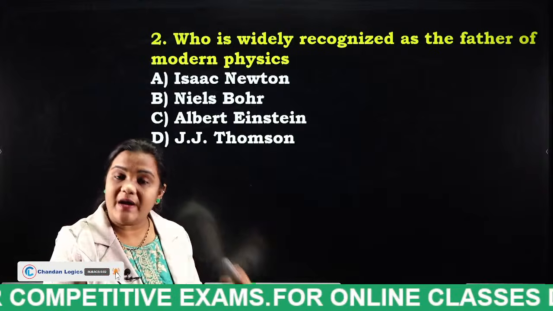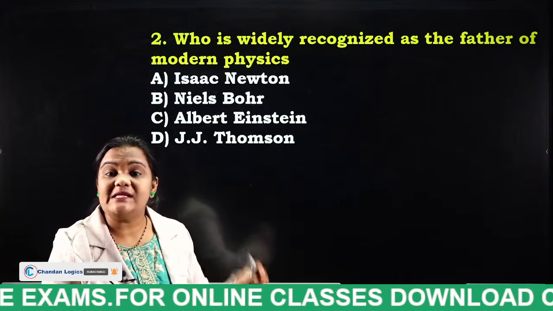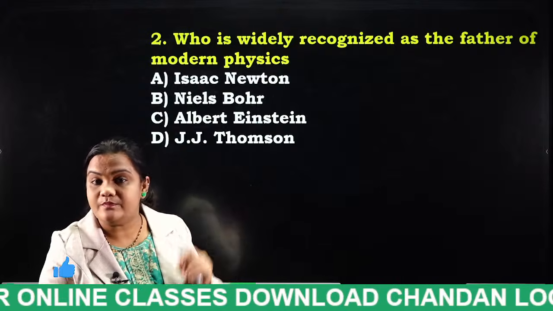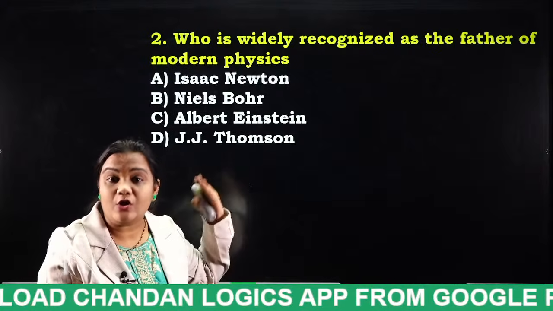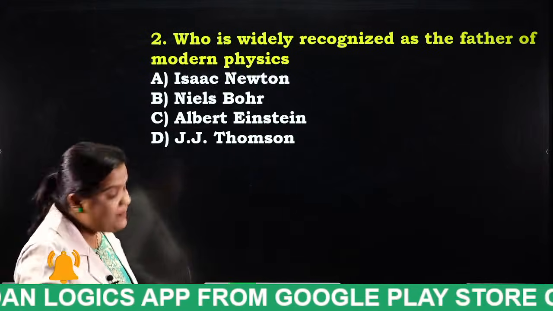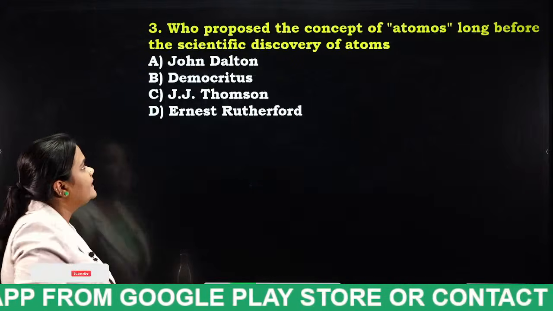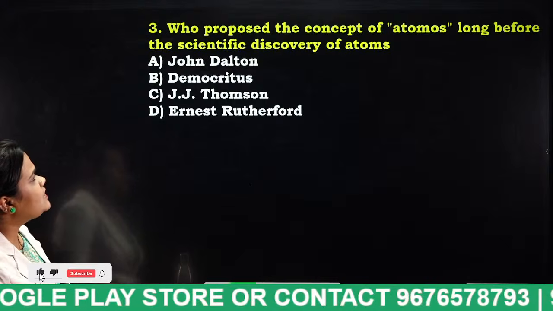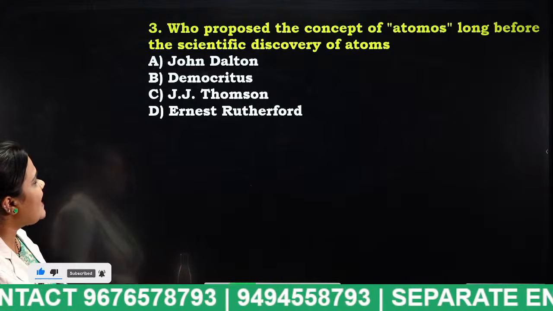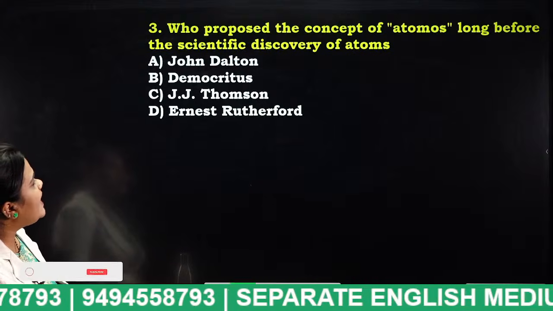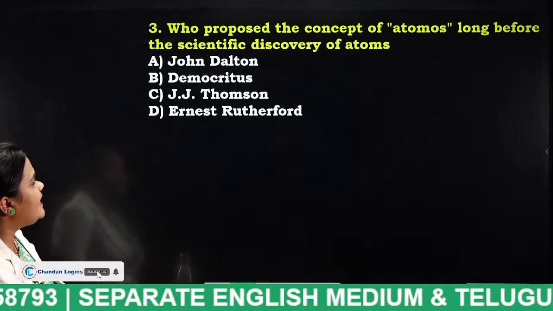I have told you already, modern physics deals with microscopic objects. When it comes to classical physics, it deals with macroscopic phenomena. Albert Einstein, very good. Who proposed the concept of atomos long before the scientific discovery of atoms? John Dalton, Democritus, J.J. Thomson, Ernest Rutherford.